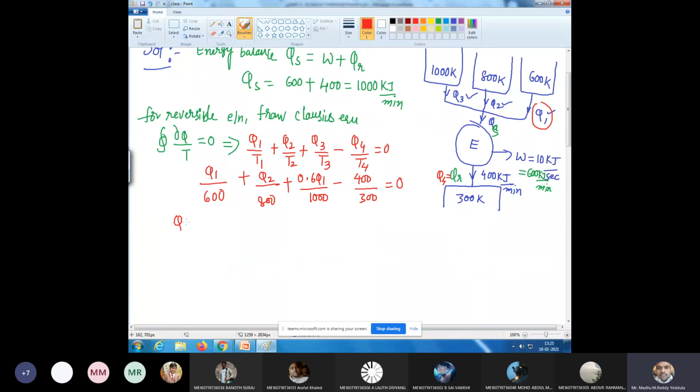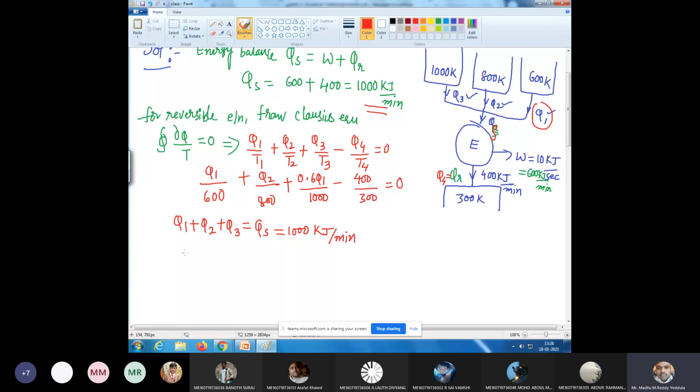We know Q1 plus Q2 plus Q3 is equal to what? Qs, it is nothing but heat supply. Now, what is the value of Qs we got? It is 1000 kilojoules per minute, right?